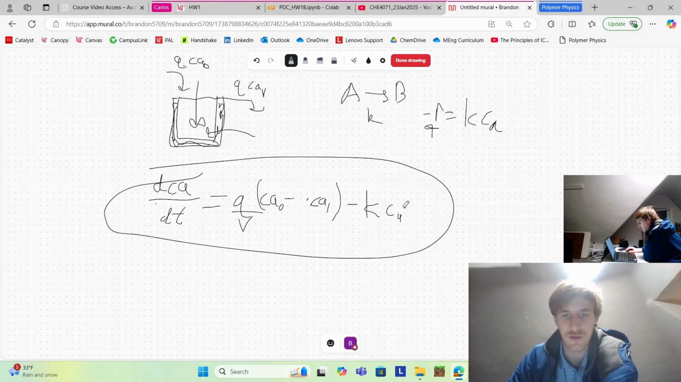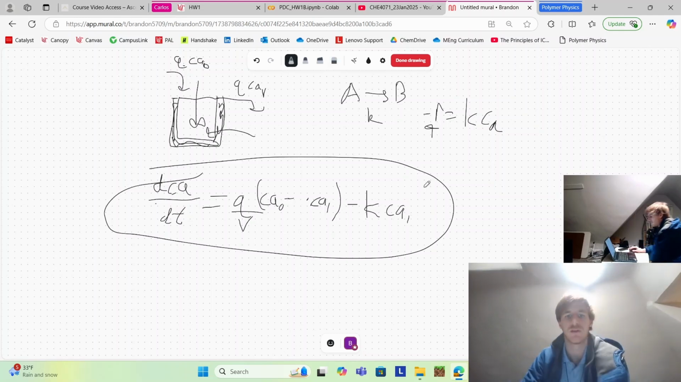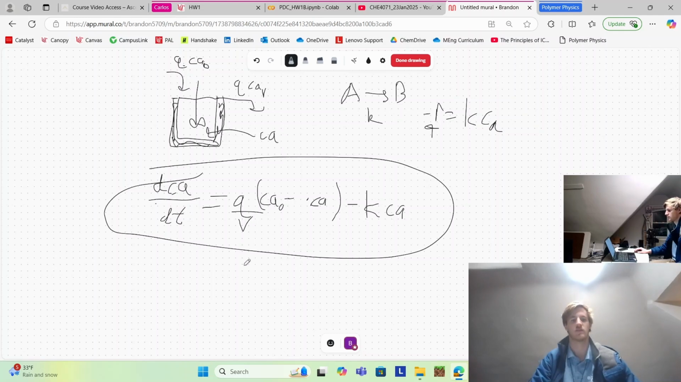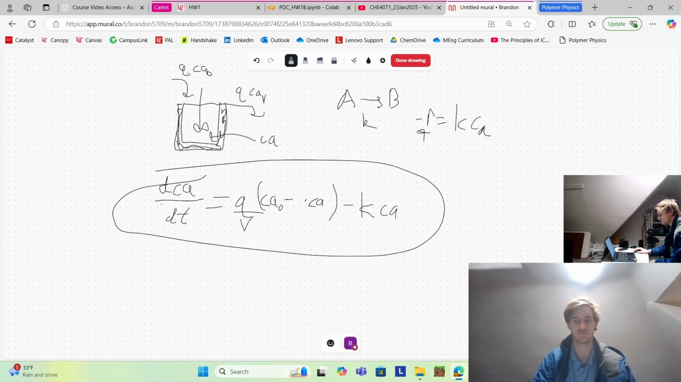And then we can just go ahead and fix this up here. We have K CA1. To make it a little bit less confusing, I'm going to remove these ones and just label this as CA. So this will be our differential equation for concentration. Next, we want to look at the temperature.